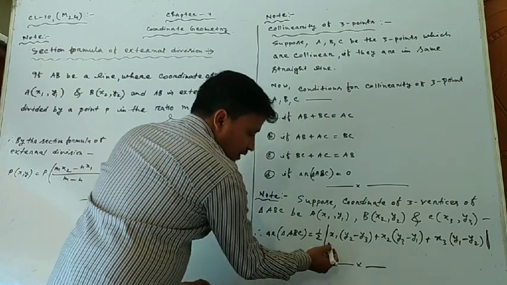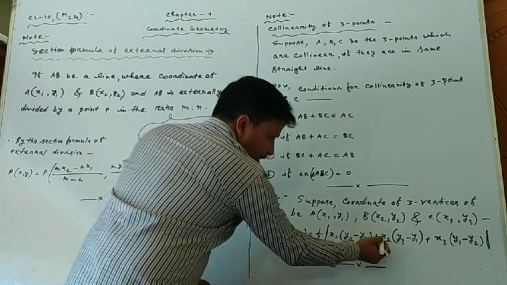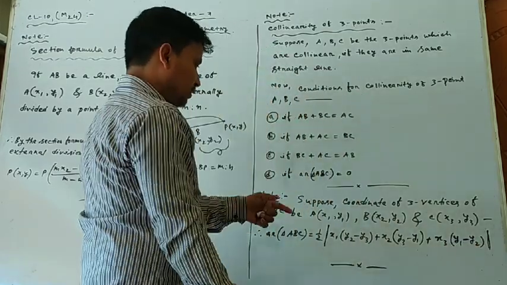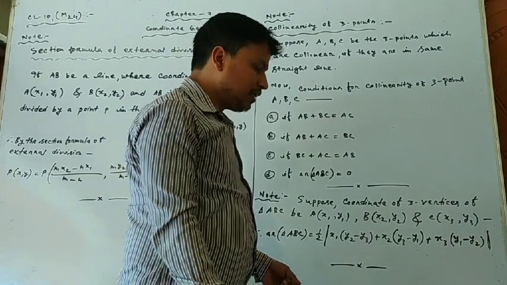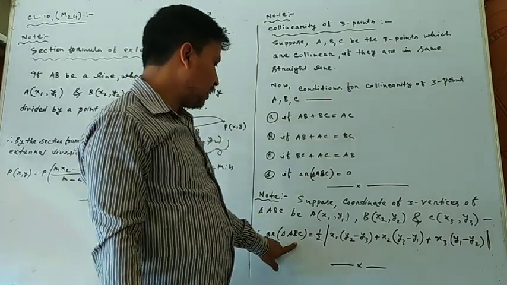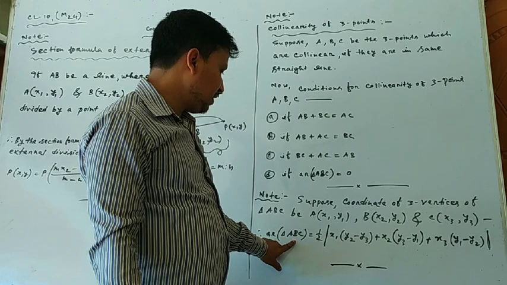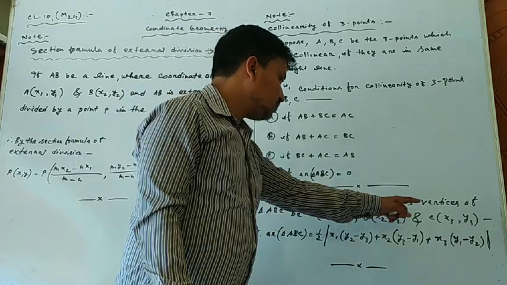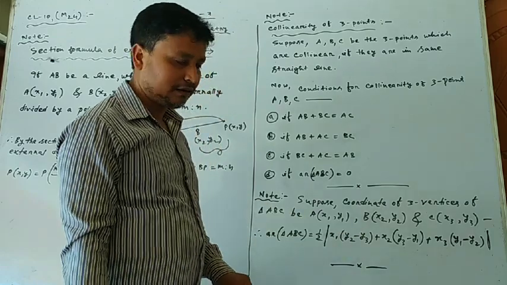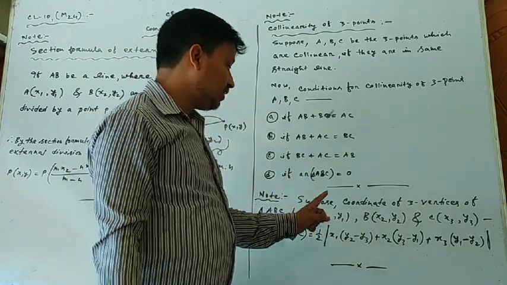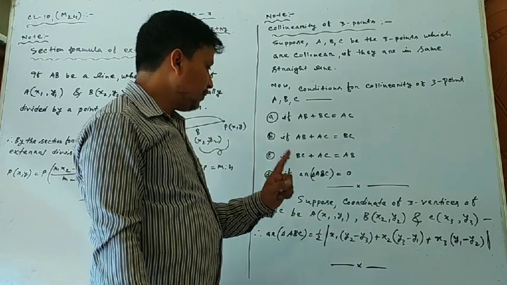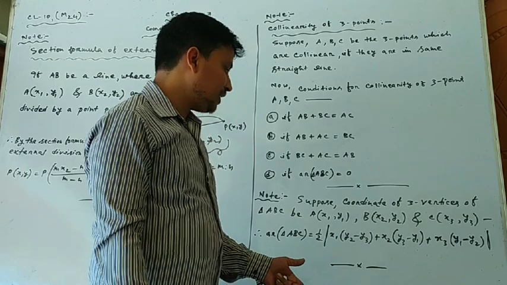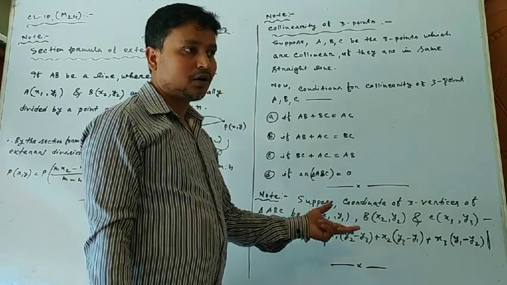Then inside the modulus sign there is x1 times (y2 minus y3) plus x2 times (y3 minus y1) plus x3 times (y1 minus y2), and that is the formula to get the area of triangle ABC, where the coordinates of the 3 vertices are given. With the help of these 3 vertices, we can find the area of a triangle. If this area value is equal to 0, it means these 3 points are collinear. Suppose this area is not equal to 0, that means these 3 points are not collinear.